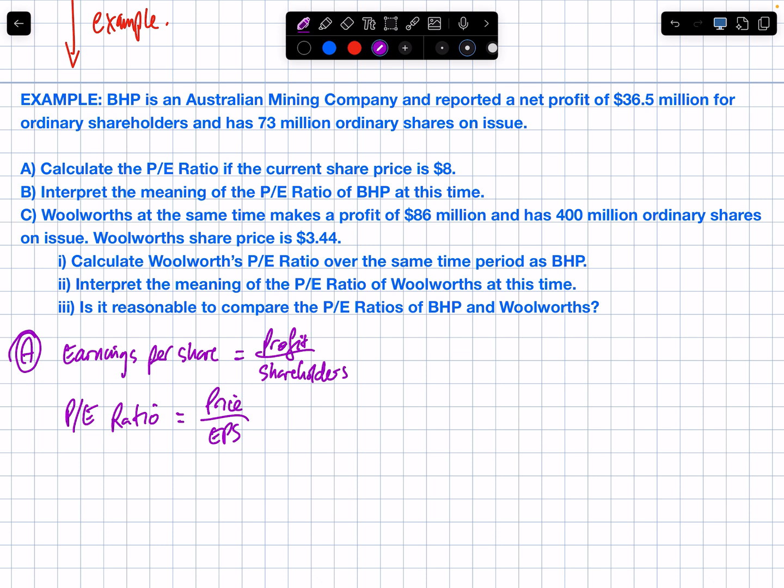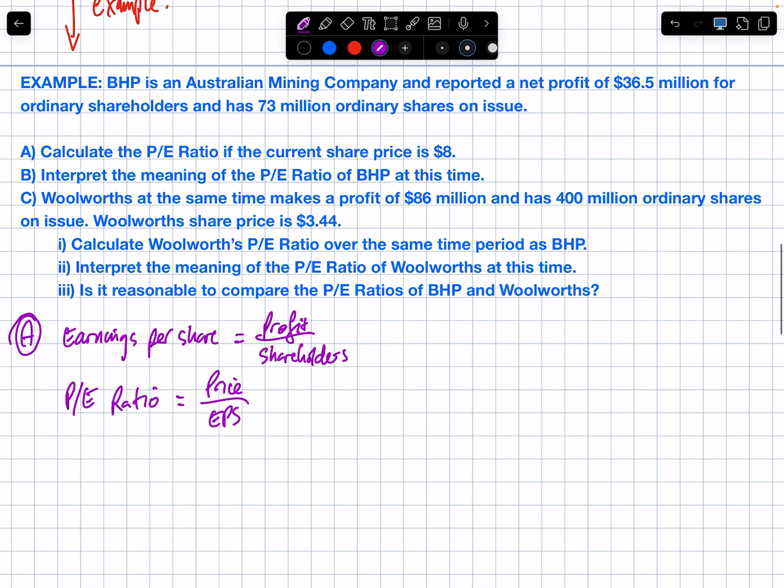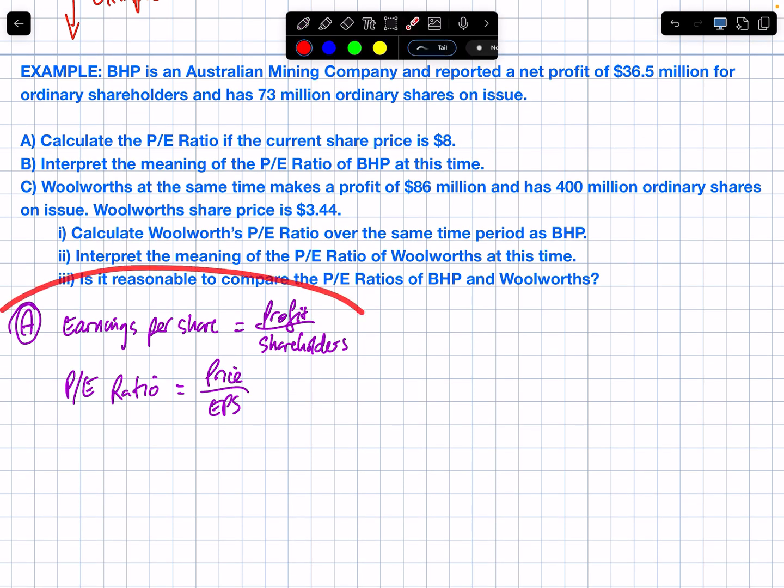Now let's see how this works. I'll keep it on the screen here so you can see. You've just been given these two formulas. The question is asking for the PE ratio, so I want to use this. I know the price, I know it's $8. Do I know the earnings per share yet? Do I have a formula to work out the earnings per share? So we put that information into earnings per share, which equals the profit that BHP is making, 36.5 million, so 36,500,000, divided by the number of shares, which is 73 million.